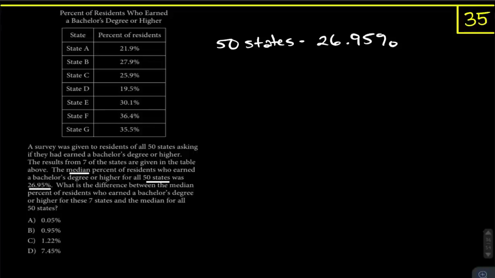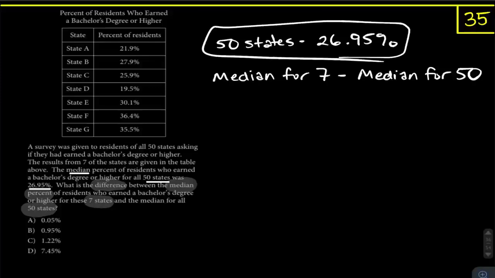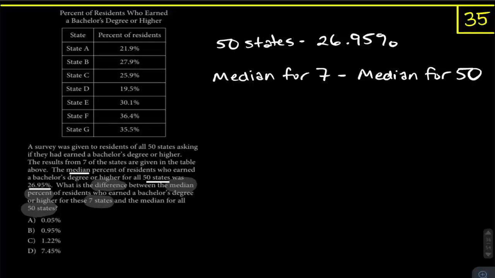We'll see. What is the difference? Okay, so we're asking for a difference now between what? The difference between the median percent, actually I'll highlight this now because it's a different sentence. What is the difference between the median percent of residents who earned a bachelor's degree or higher for these 7 states and the median for all 50 states? So here it looks like we're trying to find the median for 7 states and subtract the median for 50 states. Right? That's what the problem's asking for. We know what the median is for the 50 states, but we don't know the median for 7 states, and that's something we can quickly find.